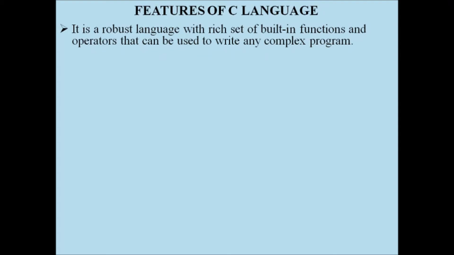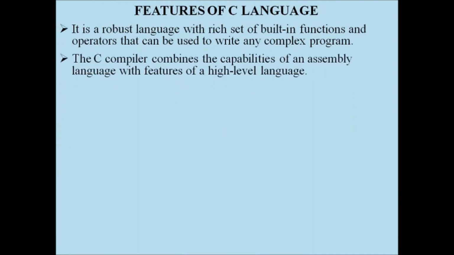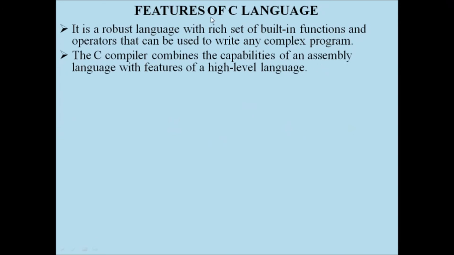How is it strong? It has many features within it. Here they have given some of the things, that is, built-in functions. It has built-in functions, and also different kinds of operators. Because of all these features, the language is called robust. Using these things, we can write any complex programs.